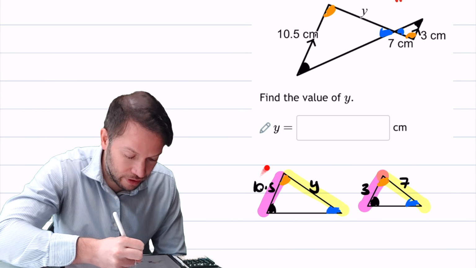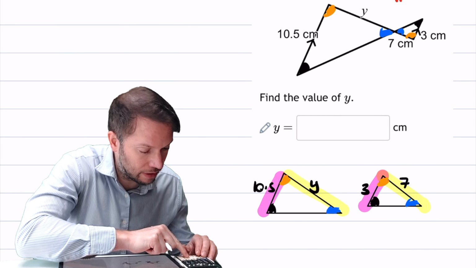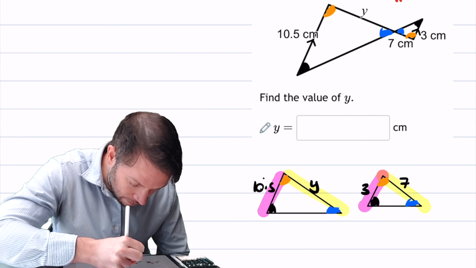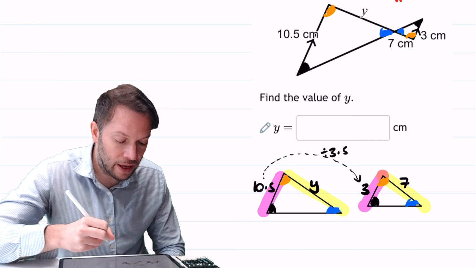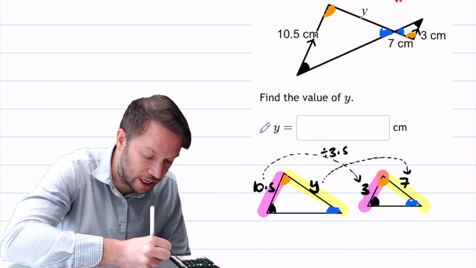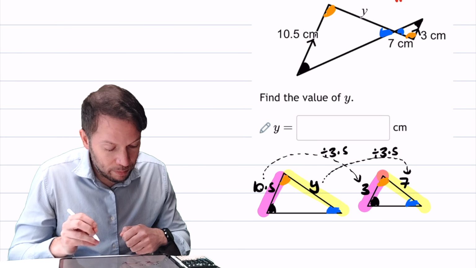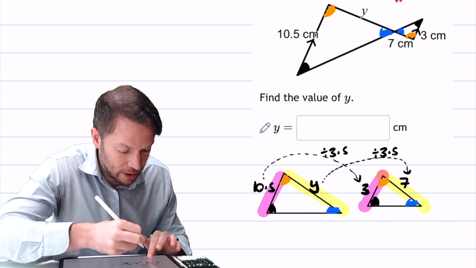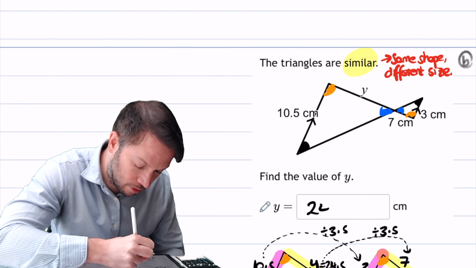So the 10.5 to the 3, what is the scale factor? Well, if you divide the numbers, so let's just say I do the bigger number, 10.5 divided by 3, it's 3.5 times smaller. So if this length on the left of the triangle is becoming 3.5 times smaller, that means the yellow length must also be becoming 3.5 times smaller because they're similar shapes. So then to go backwards, what number divided by 3.5 is 7? We just do 7 times 3.5, and that gives you 24.5. So therefore, y must be 24.5.